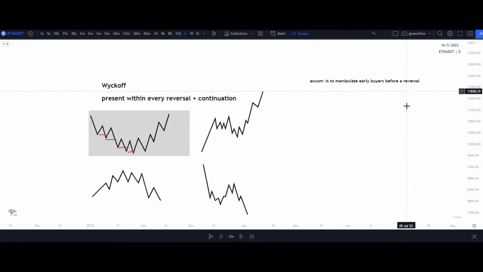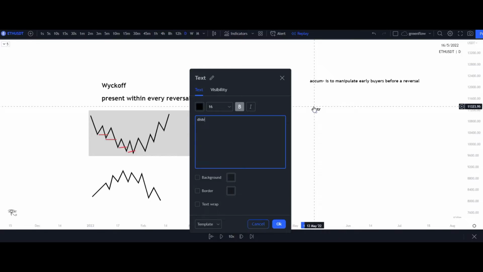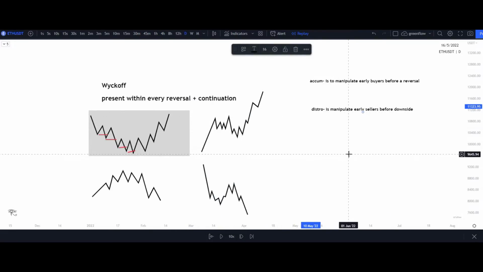Right? So for accumulation, we're manipulating early buyers, trying to get all the early buyers out of the market who are trying to catch a bottom, whatever it is, before that reversal to the upside. Now, distribution, opposite. Let's keep it as simple as possible. So for our distribution, the whole point is to manipulate early sellers before a reversal to the downside.